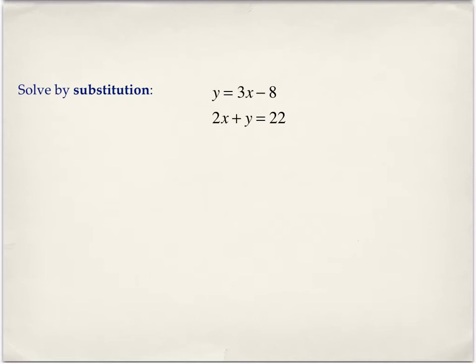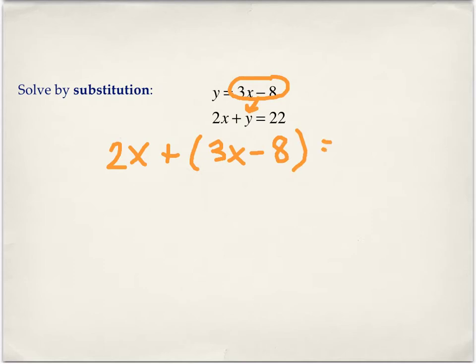So what I'm going to do here is take this 3x minus 8, which is what y is equal to. I'm going to plop that in place of this y, and I'm just going to rewrite it. So then I have 2x plus, but instead of y, I'm going to write 3x minus 8. And then that's going to equal 22. The advantage here, as you can see, is now I have an equation that's in one variable. I should be able to solve for that variable and go from there.